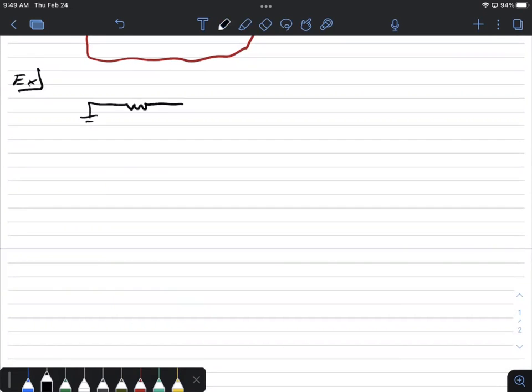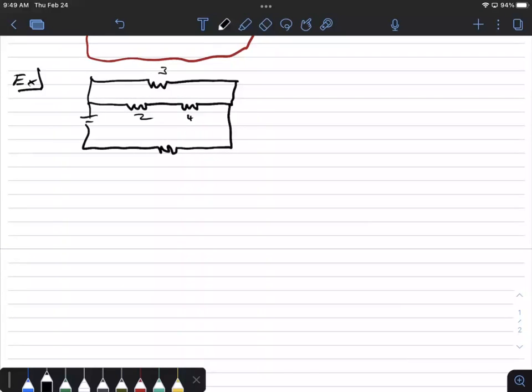Let's say we have something like this. All right, so this is 2, 4, 3, 8, 10. There's our circuit. And for this circuit, we want to know what's the total resistance of this circuit. So same process. I want to try to whittle it down to a final total resistance.